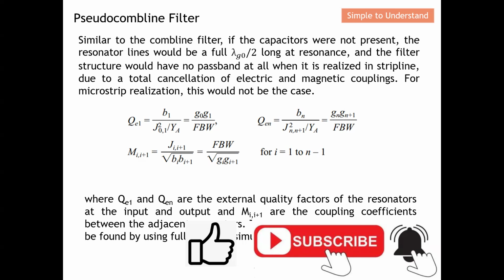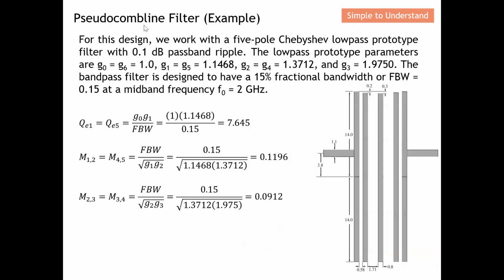Let's come to the design of this Pseudo-Combline filter here. This is the example. For this design, we work with a 5-pole Chebyshev low-pass prototype with a 0.1 dB passband ripple. The low-pass prototype parameters you can get from the table easily. The bandpass filter is designed to have a 15% fractional bandwidth. As compared to the previous example, instead of 10%, we tweak it to 15% bandwidth, or FBW 0.15, at a mid-band frequency of F0 equals 2 GHz.